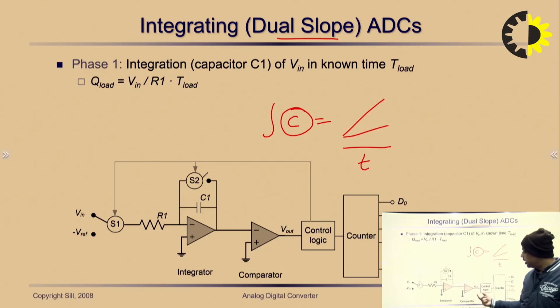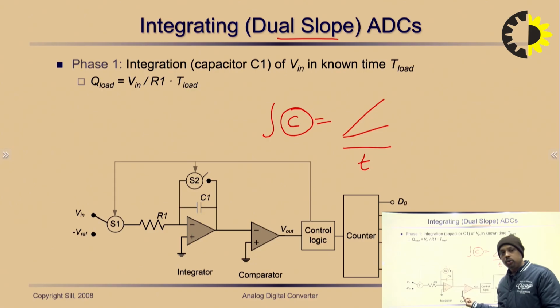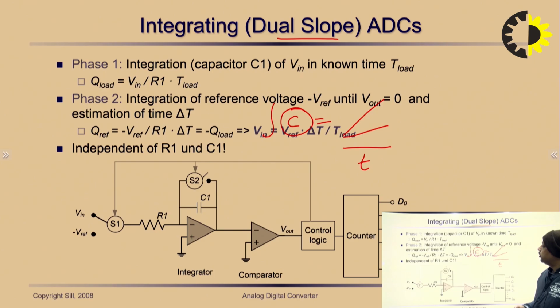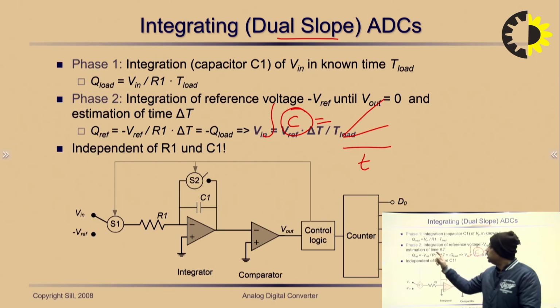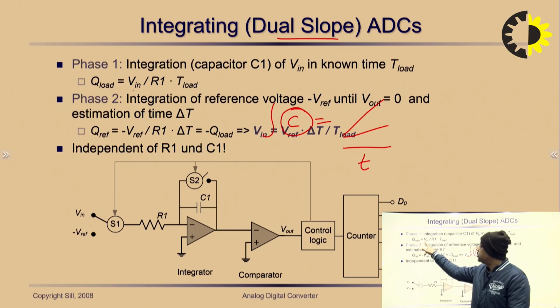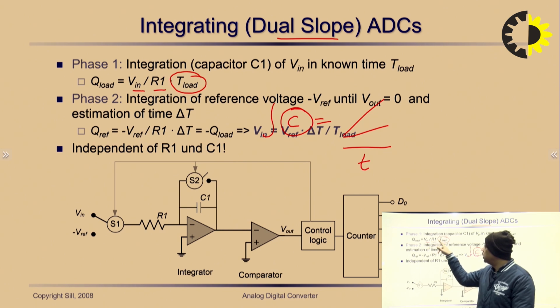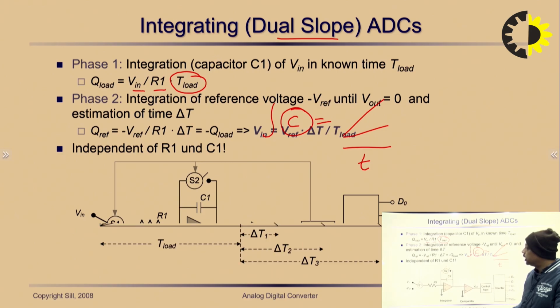After this, we have a comparator that can compare the value with the zero voltage, and it can also provide a signal to the control logic to start a particular count. Now, how it can convert into the digital count, we can see over here. This is the input reference voltage, and this is the load, and this is the T load time, that is the time required to load the signal.